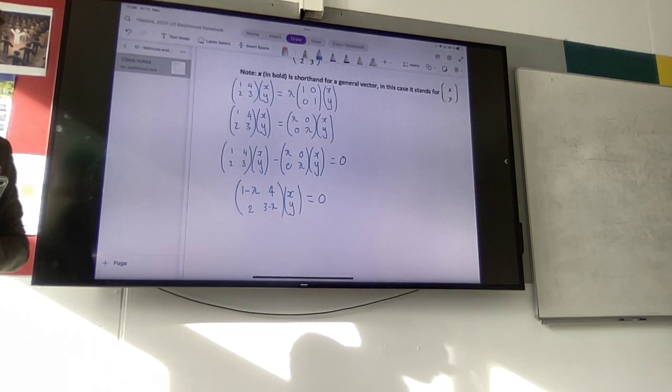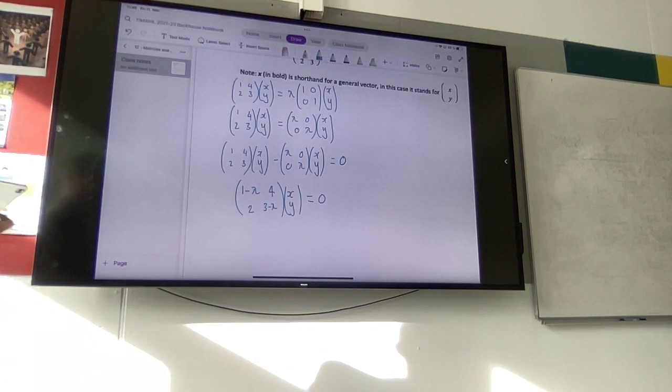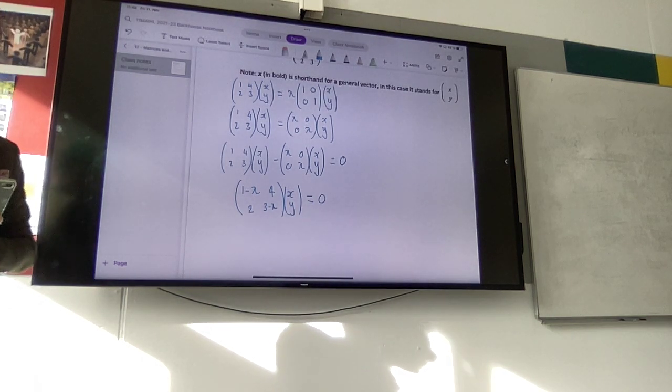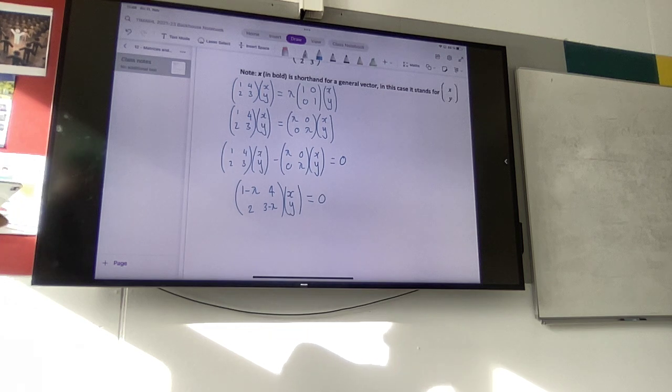Better. But how are we solving now? Because there are too many variables, right? How are we going to solve this? There's a lot of variables, and only so much information.